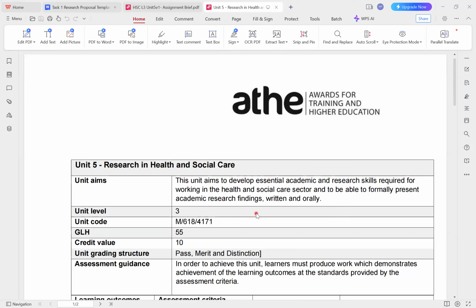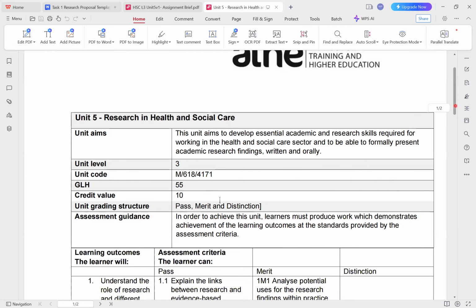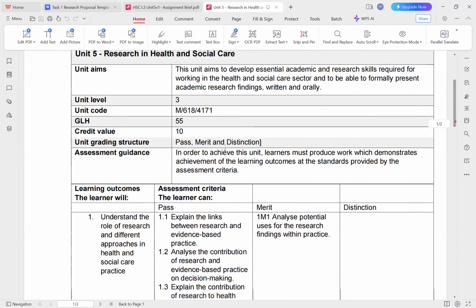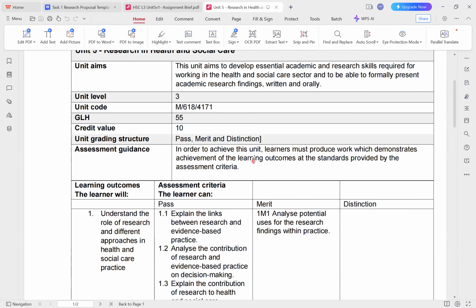So this unit is here to develop your essential academic and research skills, and it's required for working in health and social care, the sector that you're working in, and to be able to formally present your academic research findings, both written and orally. We know it's a level 3 unit, and it's got 10 credits in it, and you could have a pass, merit, or a distinction.